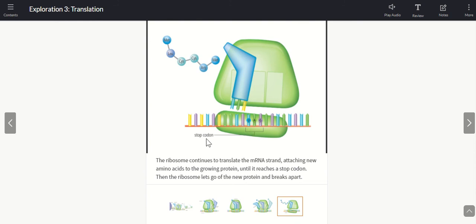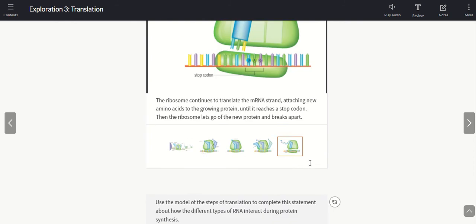UAG is what we call a stop codon. Once we get to that stop codon, no new tRNAs are coming in. Our protein chain that we've now built gets released because it's finished, and this ribosomal structure can go find a new messenger RNA to begin building a new protein.